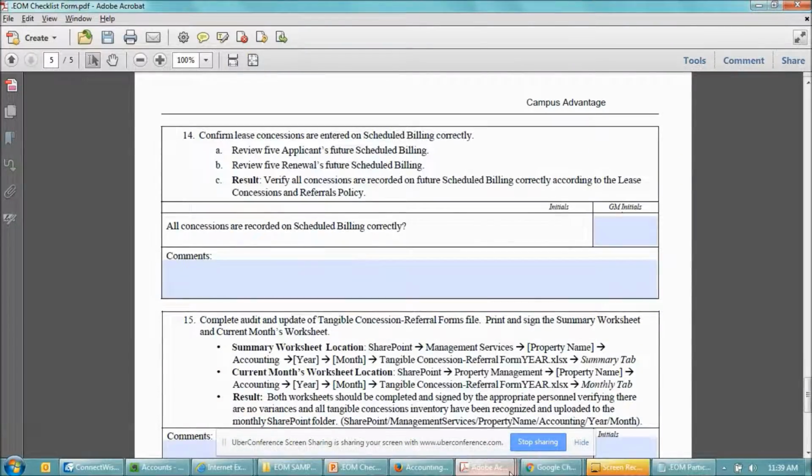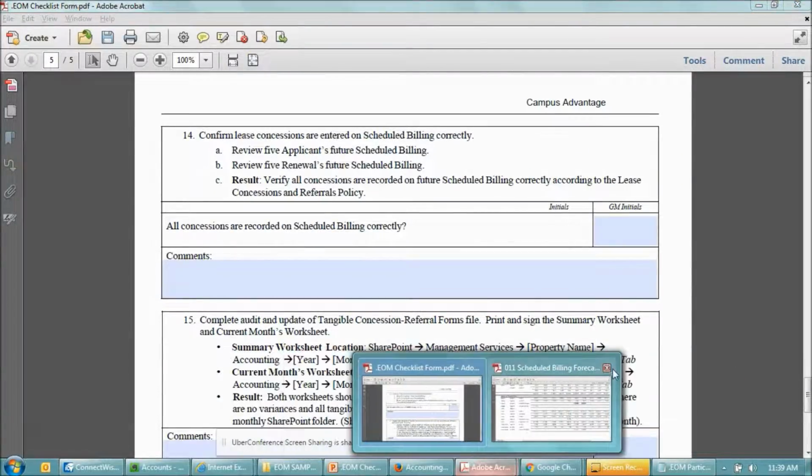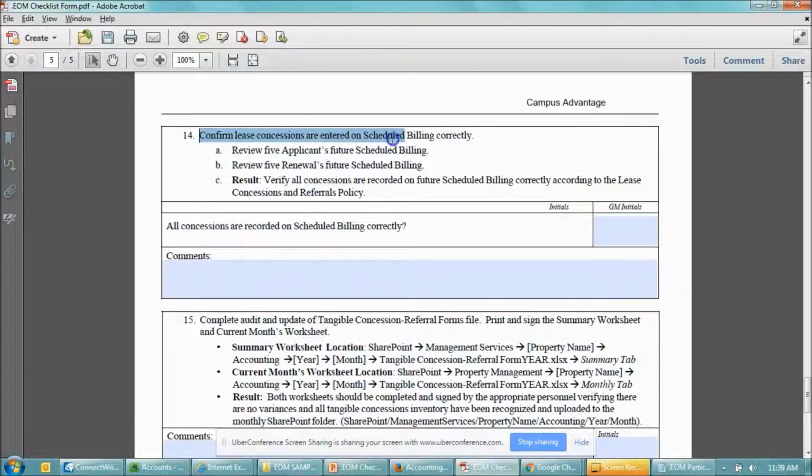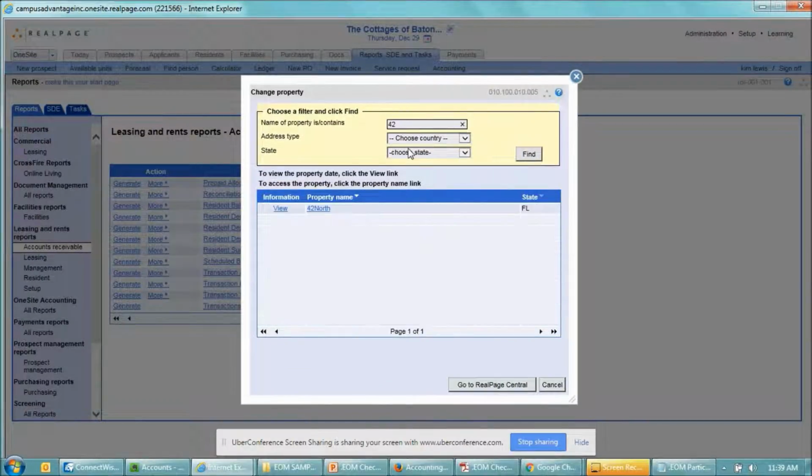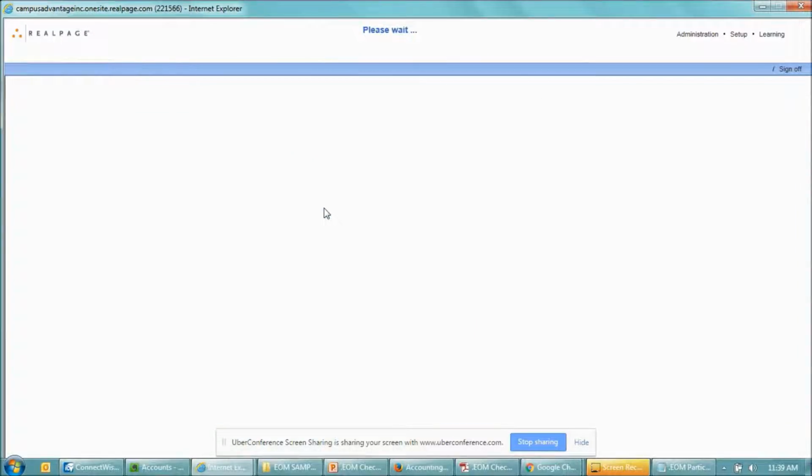All right, number 14. And let me actually close out all those. Number 14, confirm all lease concessions are entered on the scheduled billing correctly. So the best way to do this is grab 5 applicants' accounts, your top favorite. You want them to be different each month, and take a look at the future scheduled billing. So to do that, let me go to a site that will have some applicants in there.